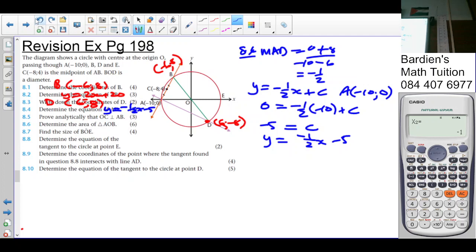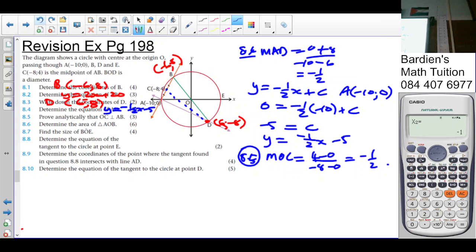Now, if lines are perpendicular, what do we know? The product of the two gradients is -1. Now, to prove that lines are perpendicular, we prove that the product of the two gradients is -1. Okay, does it make sense? So we get the gradient of OC, change in y over change in x. So it's going to be 4 minus 0 over minus 8 minus 0, which is -1/2. Okay? This is that line there. That gradient is -1/2. Then the gradient of AB we've worked out already, not so.